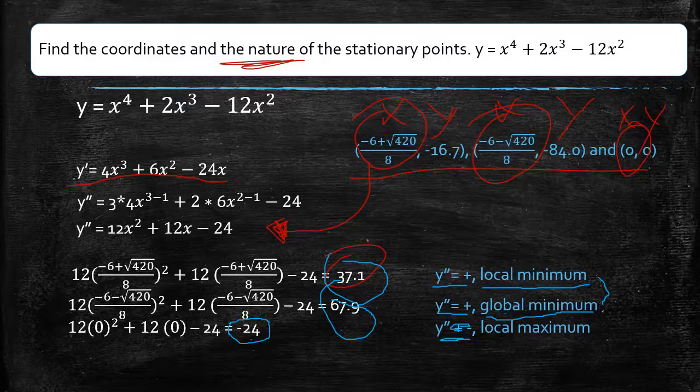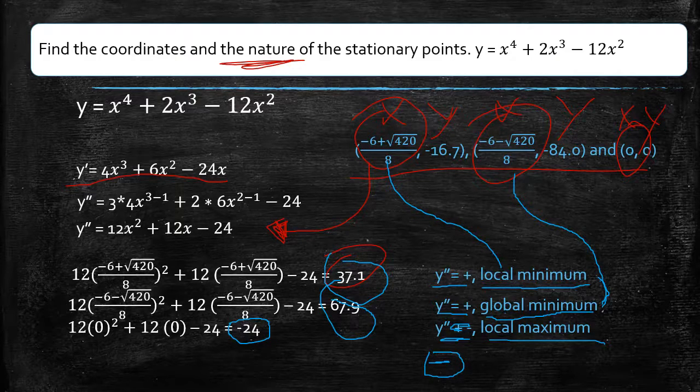And whenever the second derivative is equal to a negative value, it is a local maximum. So that's how you determine the nature of the stationary points. And you determine that this point is a local minimum, this point is a global minimum, and the final point 0, 0 is a local maximum.